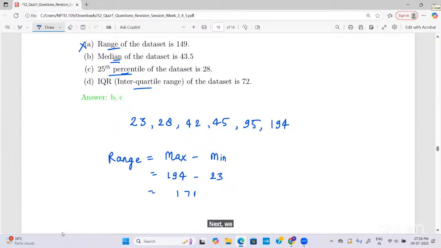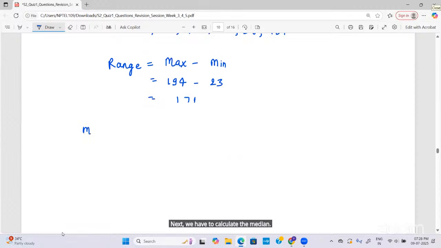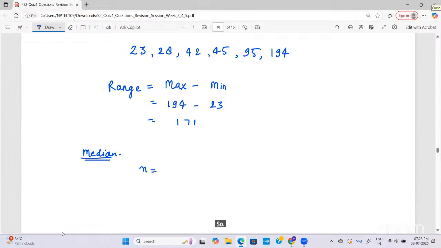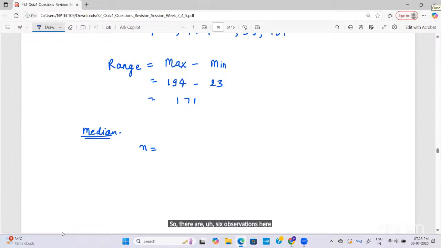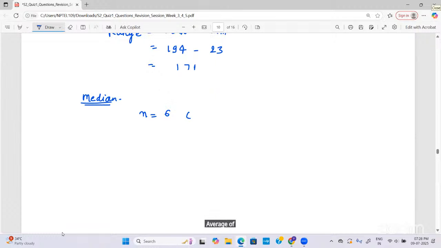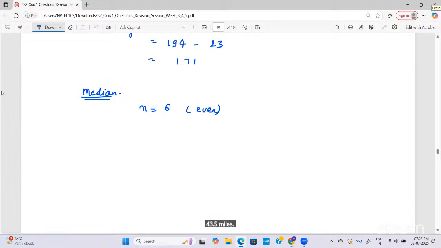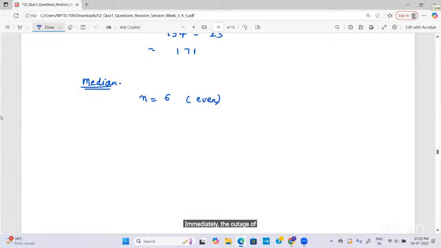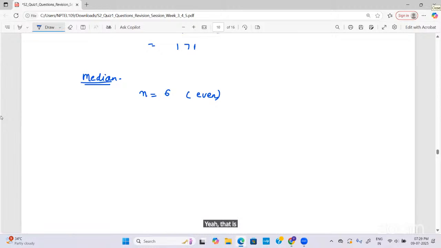Next, we have to calculate the median. For median, we should know the number of observations. There are 6 observations here, so n is 6. Median is the average of the third term and the fourth term. A median and average are not the same.